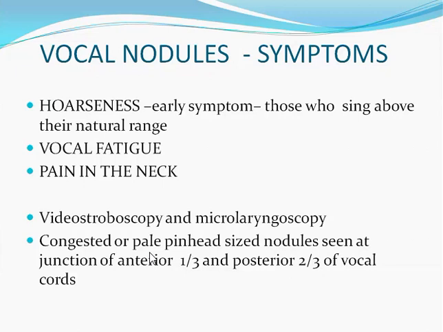With the advent of video stroboscopy, actually we used to diagnose after indirect laryngoscopic mirrors, by micro laryngoscopy directly under anesthesia. But now we have a stroboscope, video stroboscopy, more focused, the movements of the vocal cords can be observed and you can see the vocal nodules clearly. They appear congested sometimes. They are pale, pinhead-sized nodules seen at the junction of the anterior one-third and posterior two-thirds of the vocal cord.